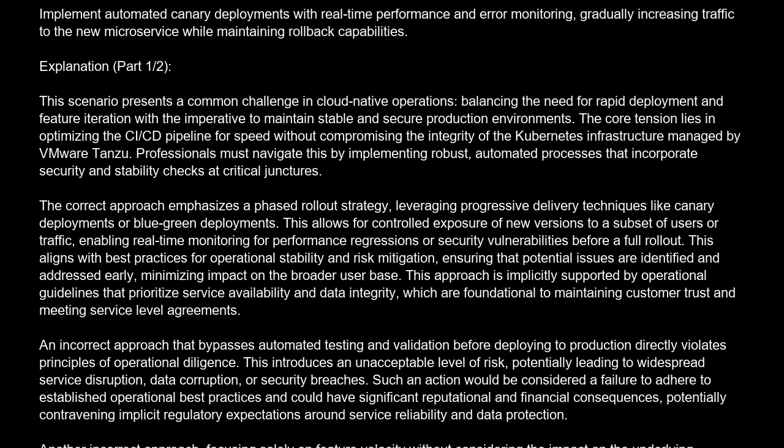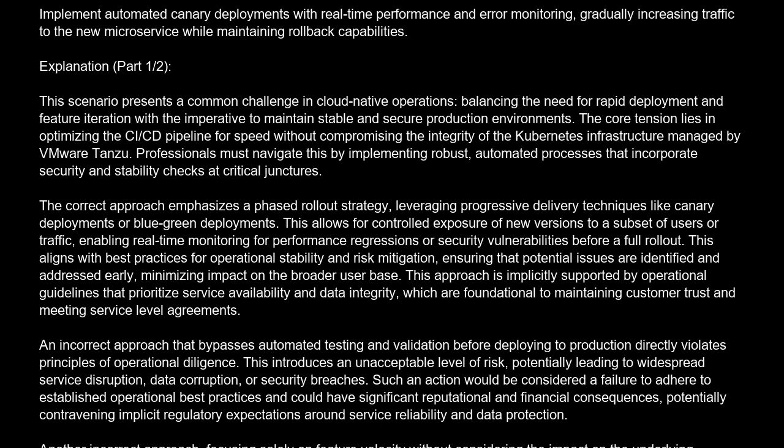The correct answer is B. Implement automated canary deployments with real-time performance and error monitoring, gradually increasing traffic to the new microservice while maintaining rollback capabilities. Explanation. This scenario presents a common challenge in cloud-native operations, balancing the need for rapid deployment and feature iteration with the imperative to maintain stable and secure production environments. The core tension lies in optimizing the CI/CD pipeline for speed without compromising the integrity of the Kubernetes infrastructure managed by VMware Tanzu. Professionals must navigate this by implementing robust, automated processes that incorporate security and stability checks at critical junctures.